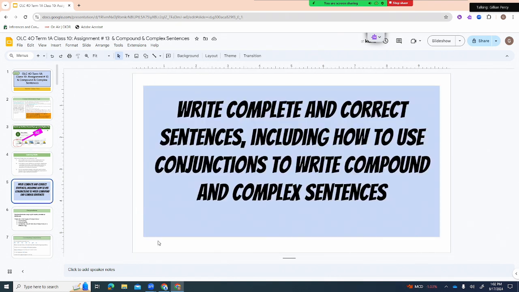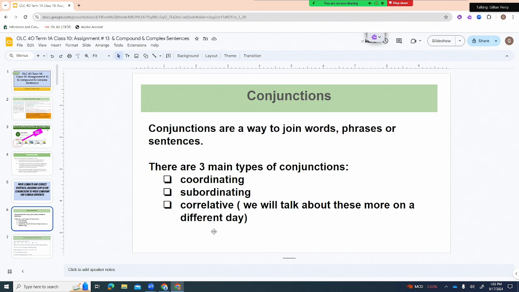Okay? So first we're going to be tackling writing complete and correct sentences and looking at conjunctions. Sentences are kind of like the building block for anything we do. So if you can write a good sentence, you can almost do anything else. And if you're having trouble writing sentences, that can be the trickiest thing that's pulling off other stuff. Okay, there are three main types of conjunctions. There are coordinating conjunctions, subordinating conjunctions, and correlative conjunctions. We're not going to talk about the correlative ones today. We will talk about them on another day because they're a bit tricky.